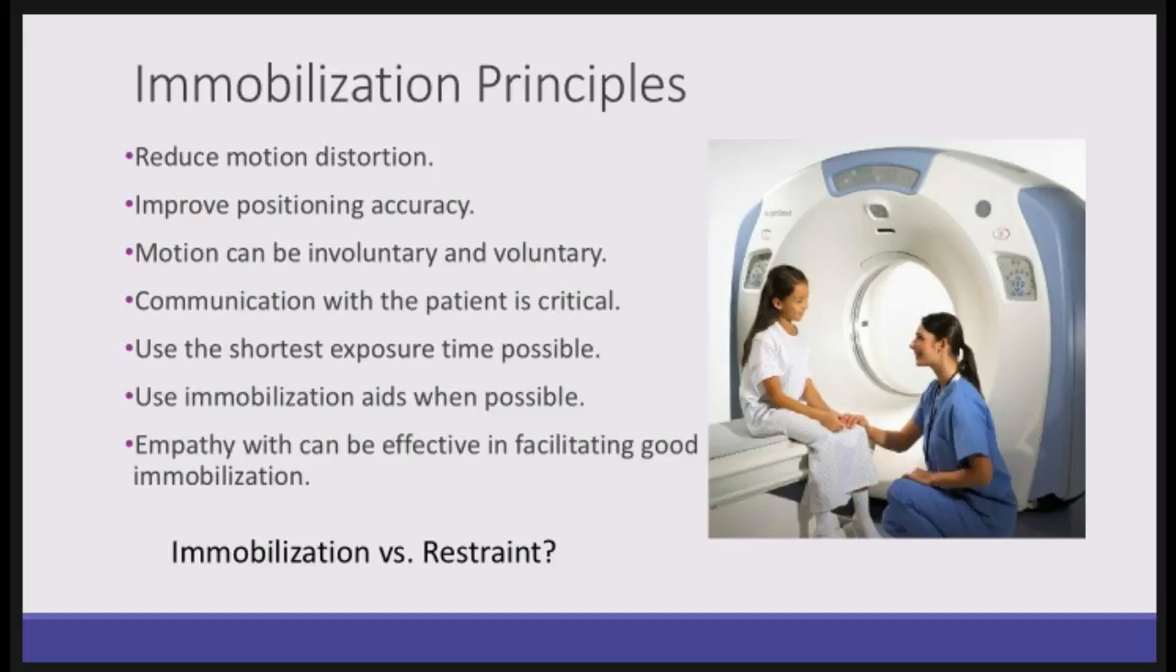So it keeps them calm, it keeps them cooperative, and understand also that motion can be voluntary or involuntary. Sometimes they have no control over any motion that's happening. For example, a Parkinson's patient that has tremors, if they fell and need a wrist x-ray and they can't hold still, you're going to have to figure out a way to immobilize them. And there are a lot of things that you can use, a lot of devices.